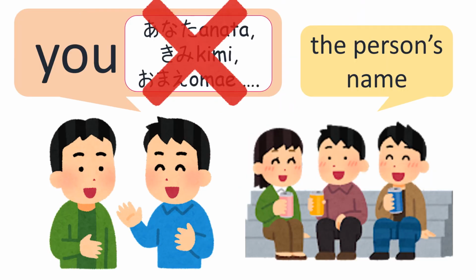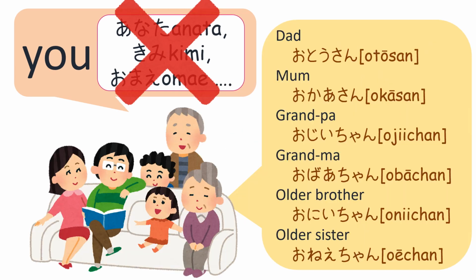If you're having a chat with your friends, then simply use the person's name instead of the Japanese word for you. Among the family members, we use the word showing the relationship, such as お父さん for dad, お母さん for mom, おじいちゃん for grandpa, おばあちゃん for grandma, お兄ちゃん for older brother, and お姉ちゃん for older sister.